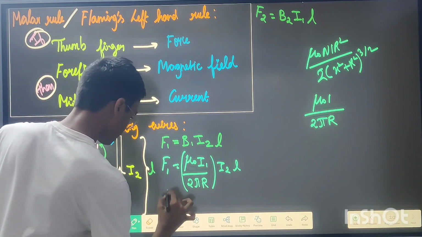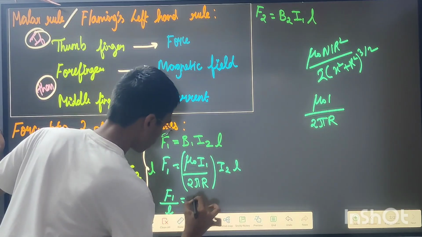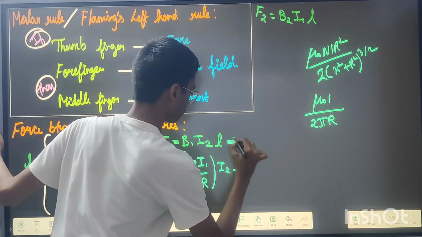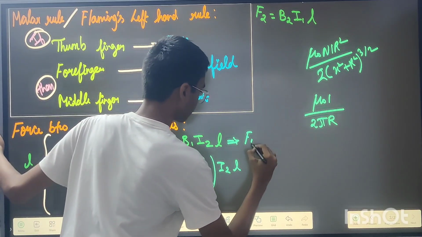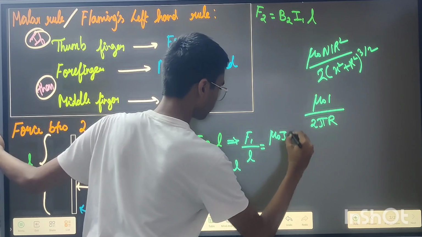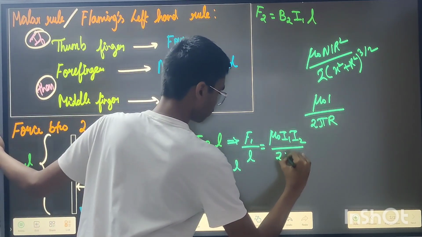So you will be writing this as F1 by L. F1 by L is equal to mu naught. Okay, I will write this alone over here. Okay, so F1 by L is equal to mu naught I1 I2 whole divided by 2 pi r.